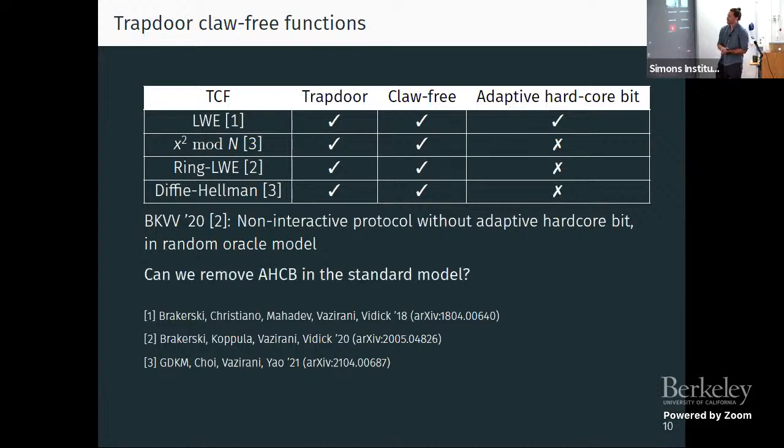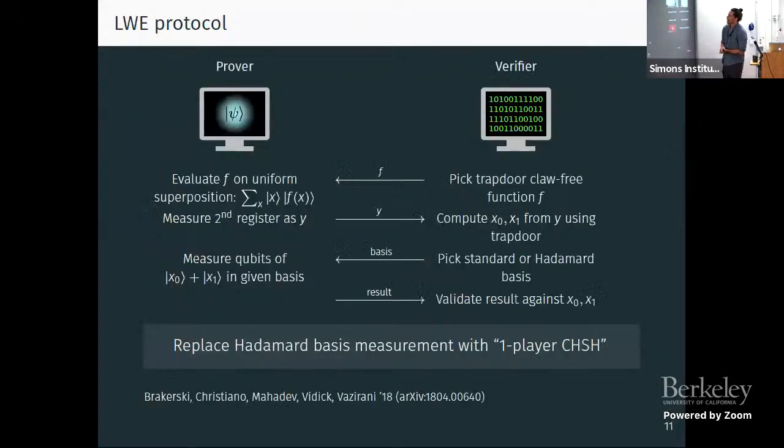We might ask then, is there a way that we can remove the adaptive hardcore bit in the standard model for doing, for example, this rigorous refutation of the extended Church-Turing thesis? So the answer is yes, and that's the protocol that I'm going to talk about now.